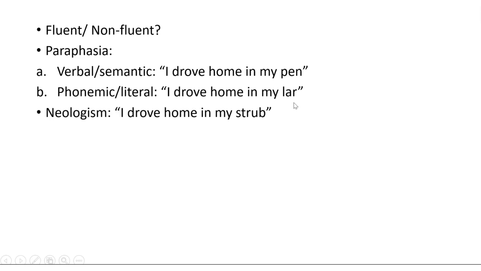Now apart from paraphasias, a patient can also use neologism, wherein he is substituting the word with a completely made up new terminology. For instance, I drove home in my strub. This doesn't make sense at all. So he's made up this new word, and in that case it's called neologism. So these are the different things that we look for when we are testing spontaneous speech, and we have to make special note of presence of paraphasias and neologisms because these imply involvement of the Wernicke's area, the sensory aphasia.